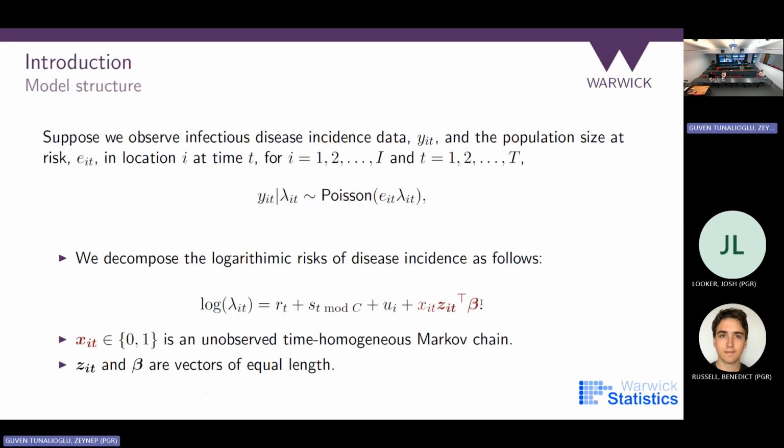Suppose we observe infectious disease data, spatio-temporal datasets from spatial locations across time. What we are doing is decomposing the risks. Conditional on the risks, which is the lambda t, we assume that the count of the infection follows a Poisson distribution. That's this mean, where EIT is the number of susceptibles in the population.